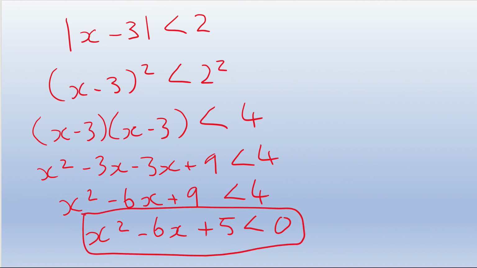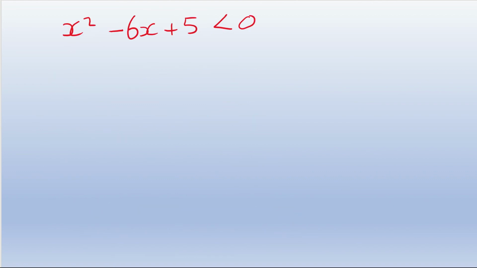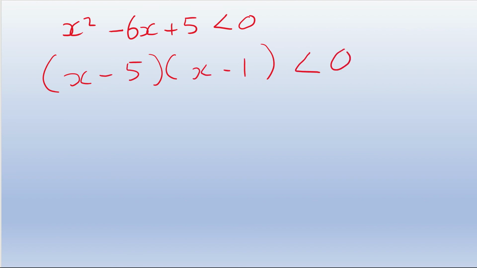And that's what we'll be working with on my next page. Again, when you get to this line here, you can factorize using your quadratic formula, or you can use your guide number method. I'm going to use my guide number method. And you're going to end up with x minus 5 and x minus 1 is less than 0. So they're my factors, these ones here.